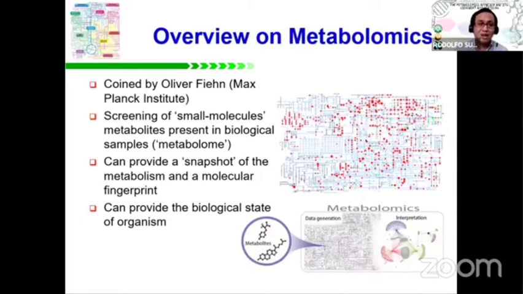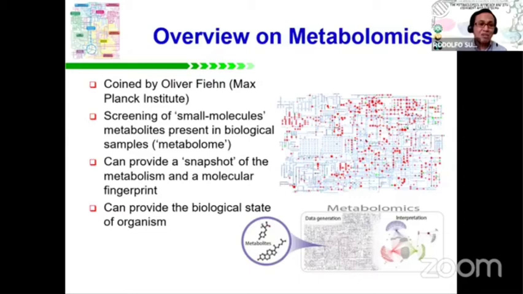Now, by definition, metabolomics refers to the screening of small molecules that we call metabolites that are present in biological samples or biological fluids. Now, you may wonder how small these molecules are. Generically, these molecules must be less than 1,500 Daltons. Now, the complement of these metabolites, or the inventory of these metabolites, is what you call the metabolome of the organism.